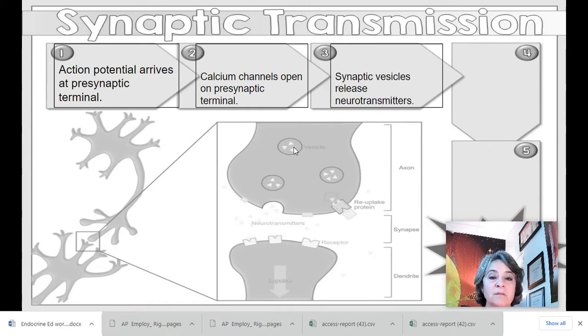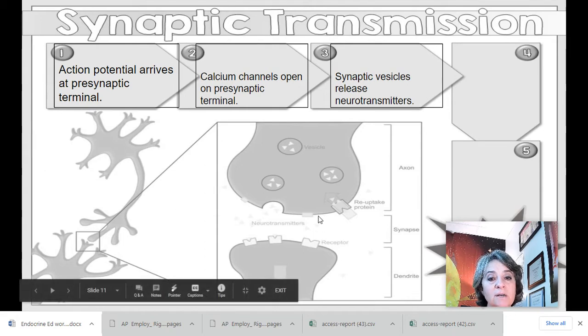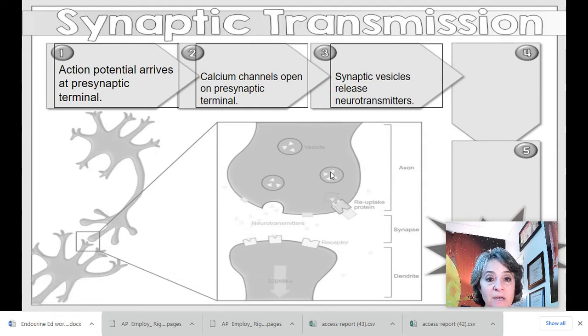A vesicle, just think of it like a bag of candy. It kind of looks like a Halloween jack-o'-lantern here, but think of it as a bag of candy. The candy on the inside consists of these chemicals. They're going to travel across the space. Remember, we're converting from an electrical signal to a chemical signal. Here are the chemicals inside the bag.